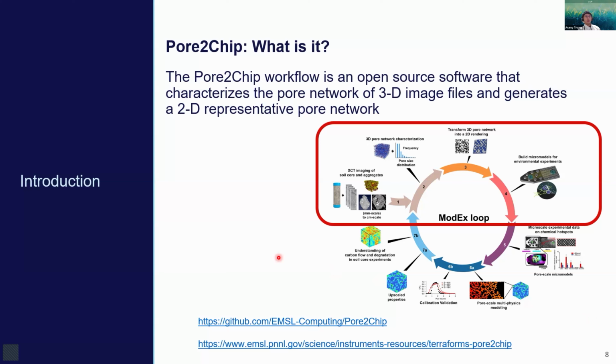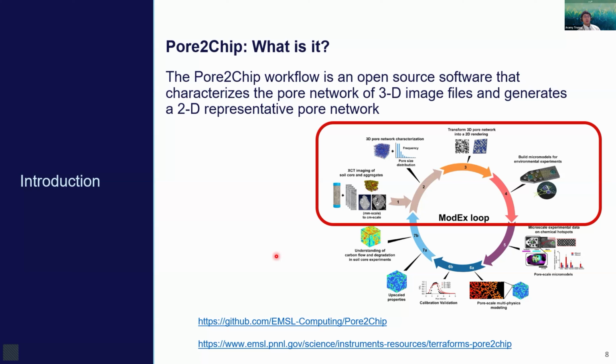But so what is PortaChip? At its base, it is a Python module that we developed that will take the raw 3D scans of the XCT cores, and it can turn that, for a simpler way of saying it, into the 2D micromodel design that you would use for your experiments. But I say here that PortaChip is more of a workflow than just a software, because you can use a lot of different data types or different sources of data to get a 2D micromodel.